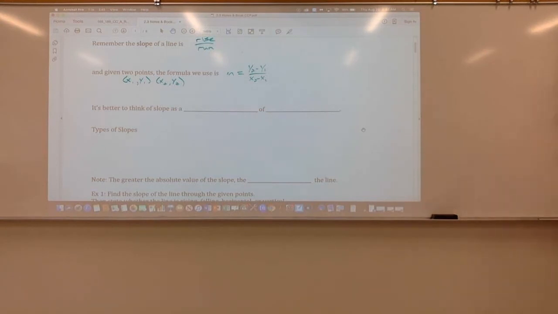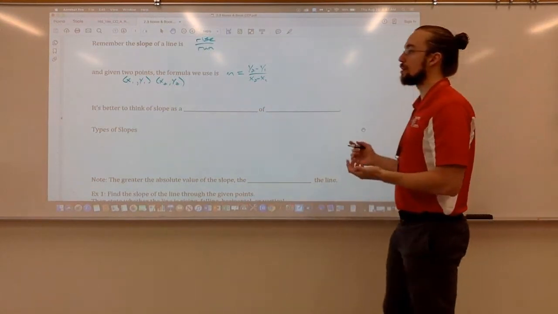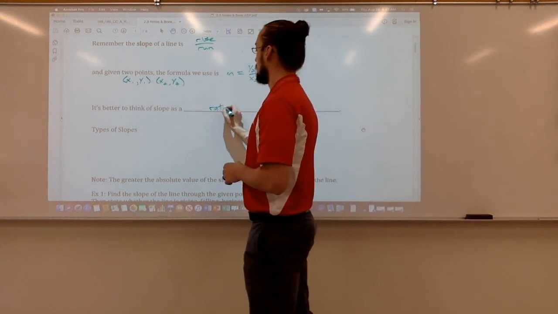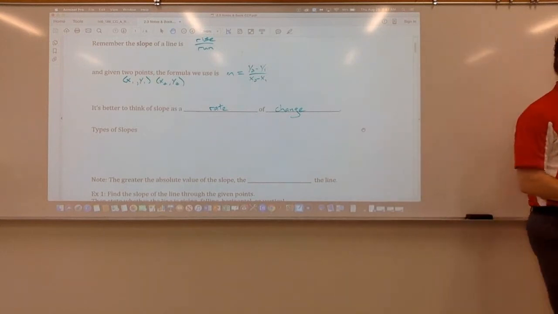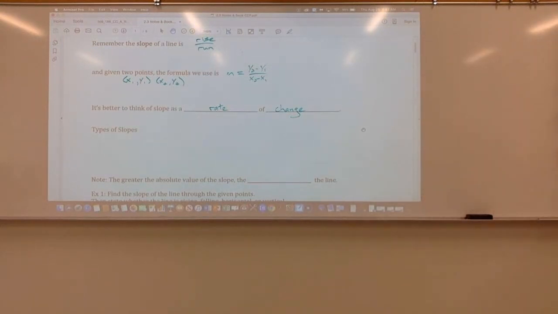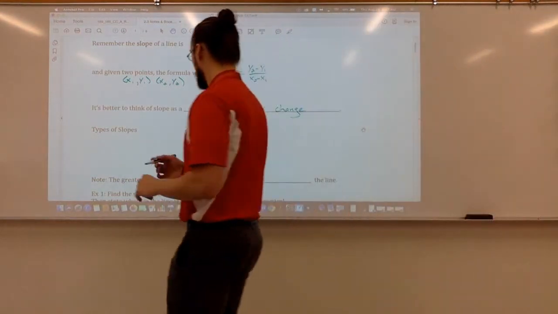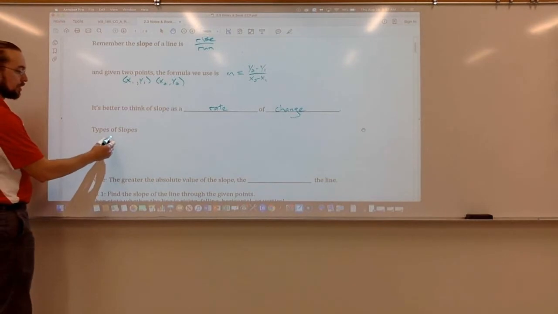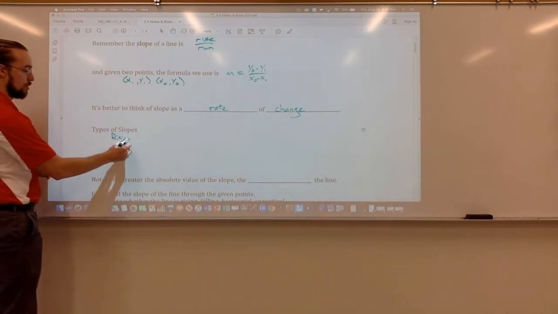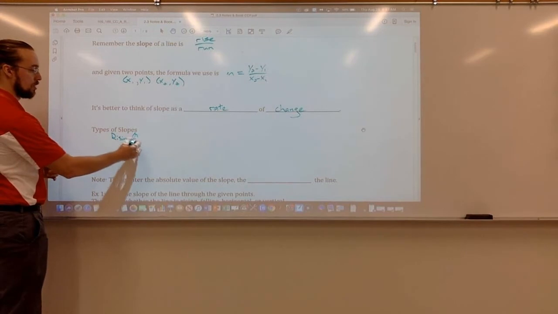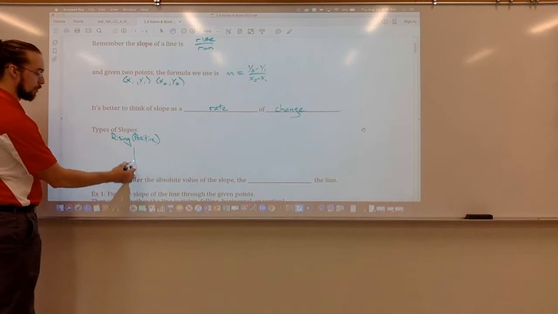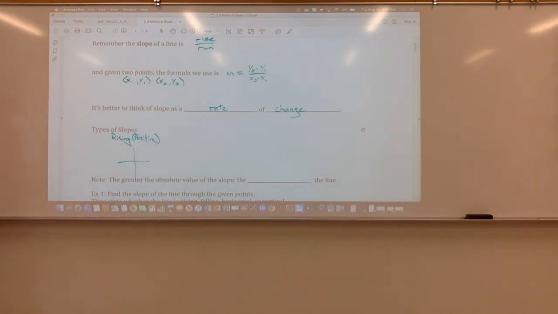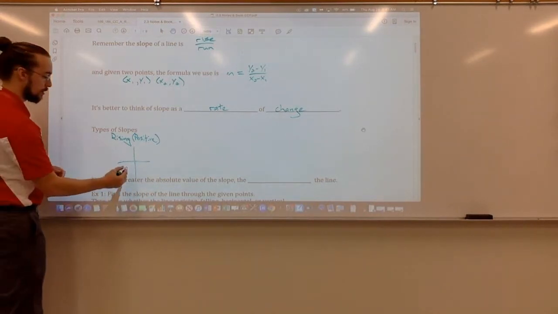Okay, but in terms of real world problems, it's better to think of slope as a rate of change. Okay, how quickly something is changing. Right? Now there are kind of 4 types of slopes. Right? We could say that a slope is rising or positive. What would that look like on a graph? Yeah, a line going up from left to right.